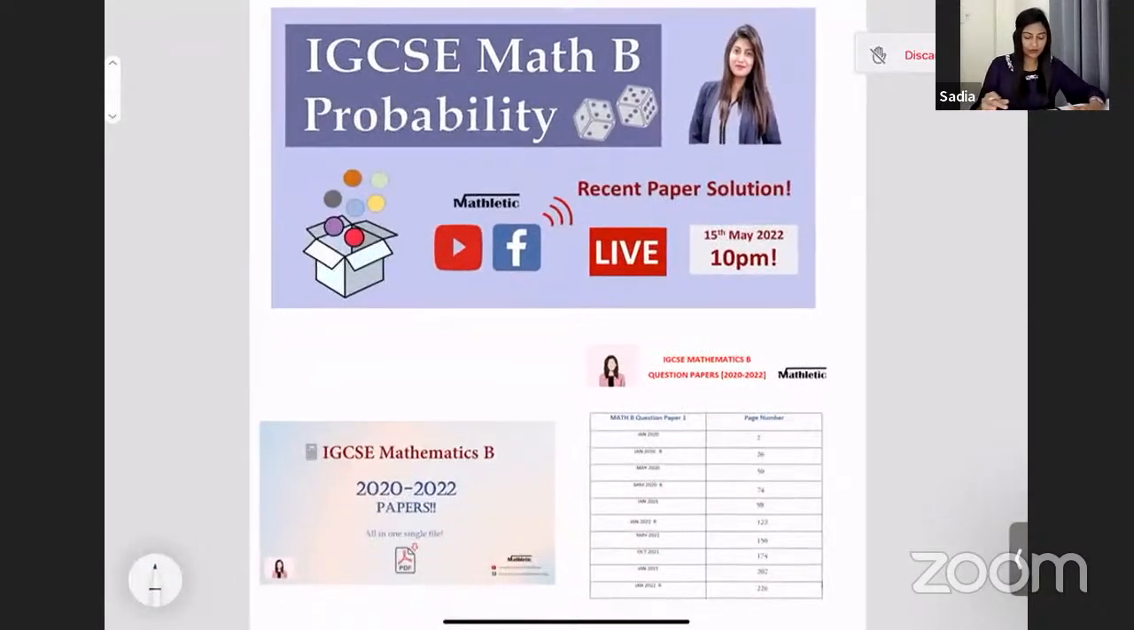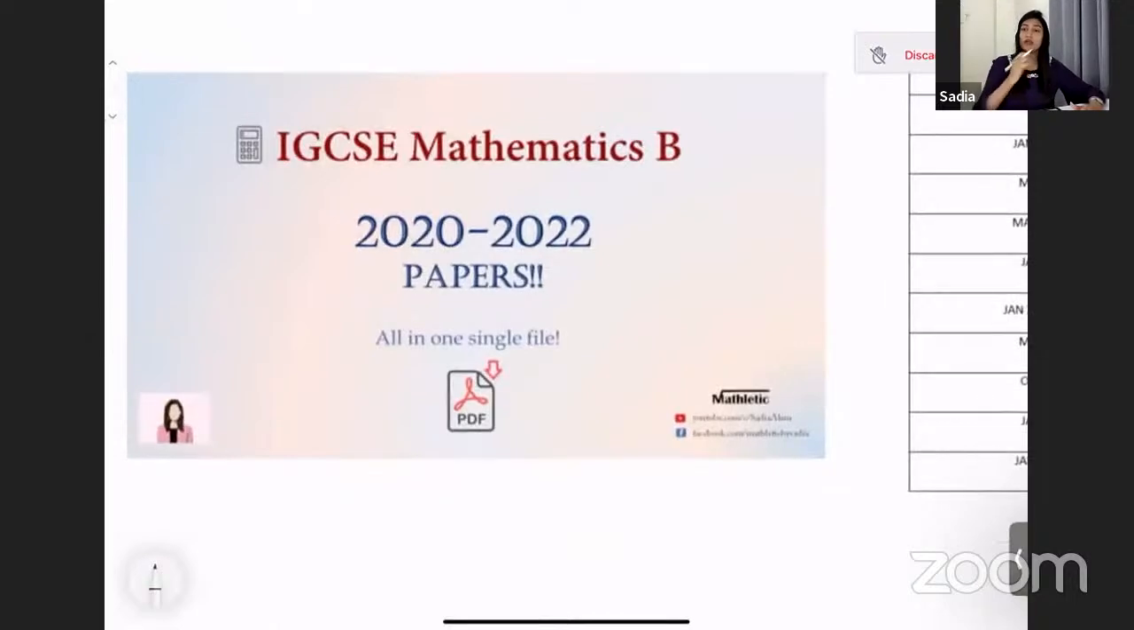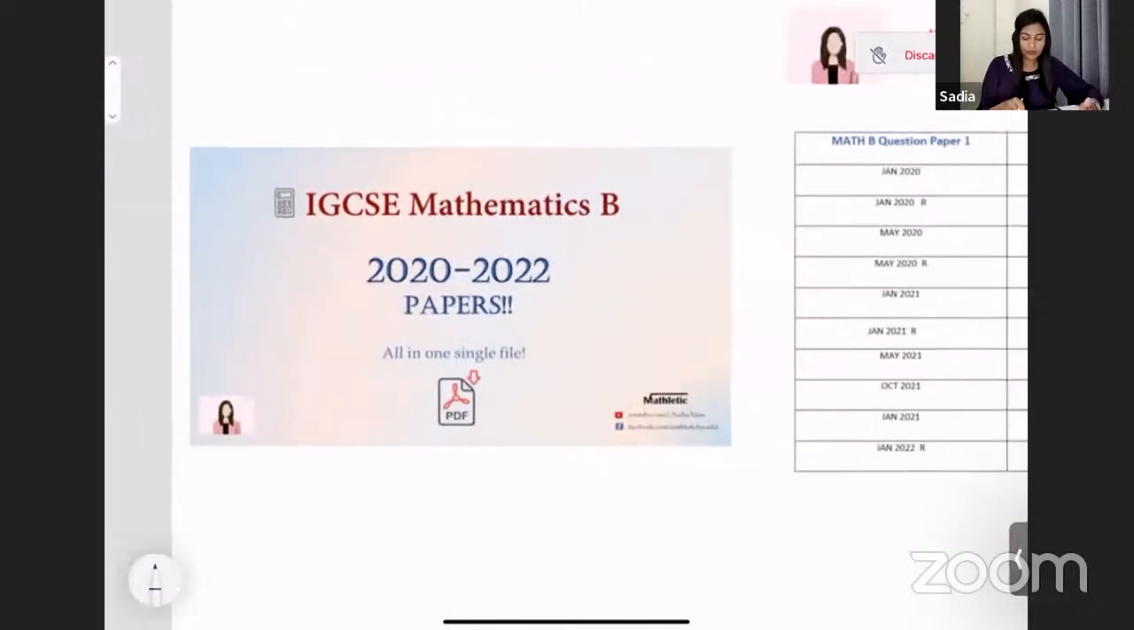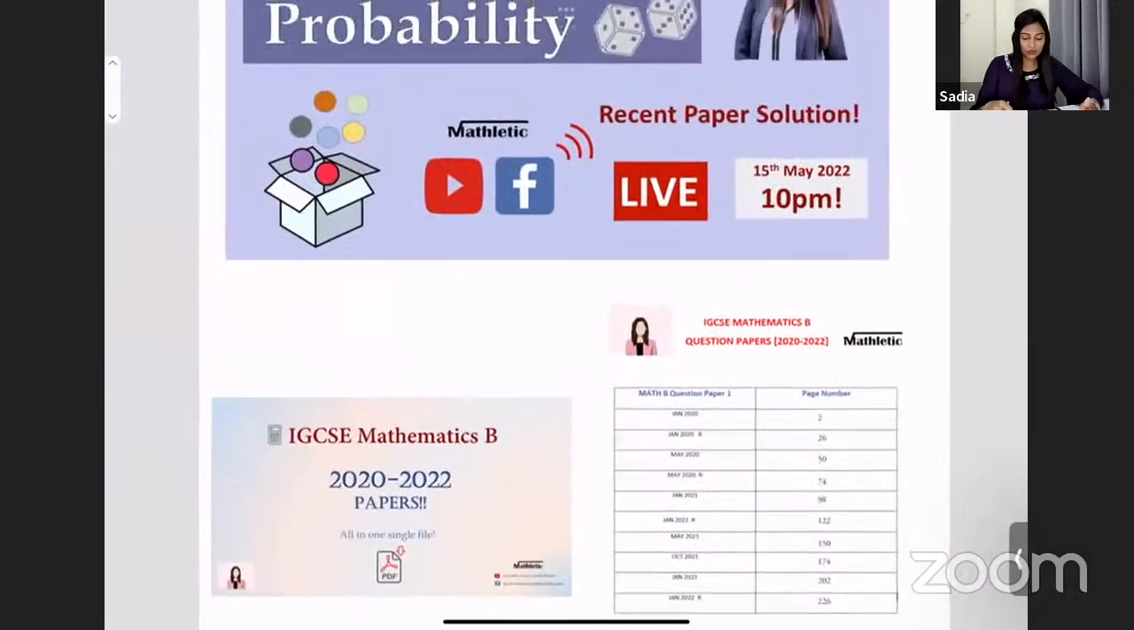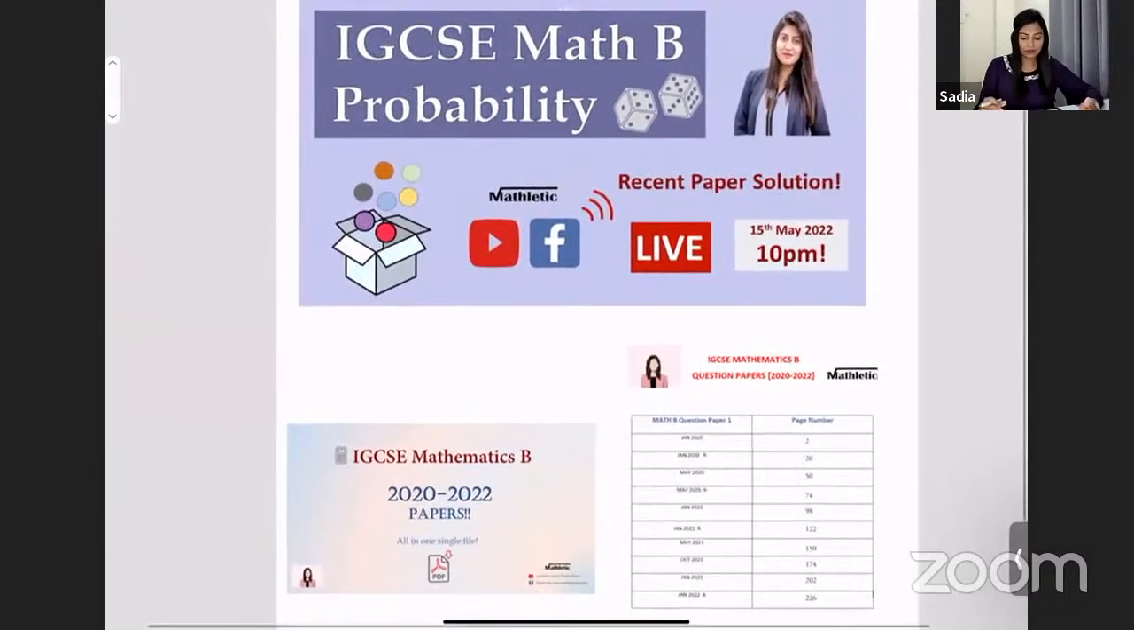I have already uploaded a post where you will get one single PDF file that will include all the papers of Math B, paper 1 and paper 2, from the years 2020 to 2022. I will be solving probability from these papers. So far, I have uploaded one video on probability, so you can review the basic concept from there.